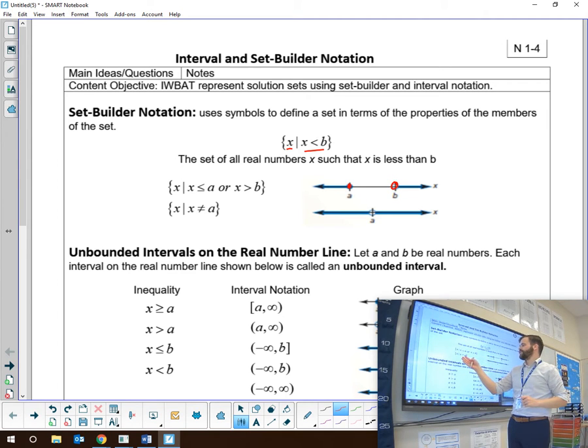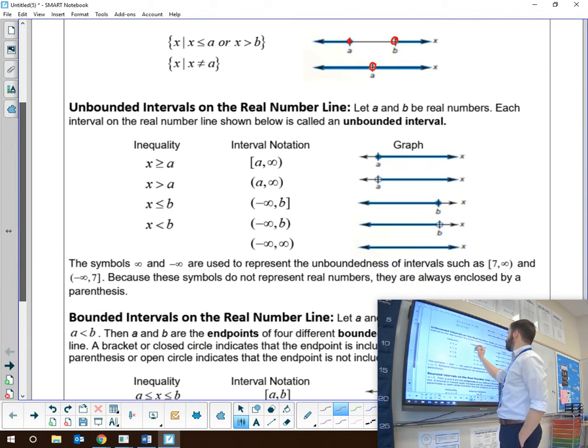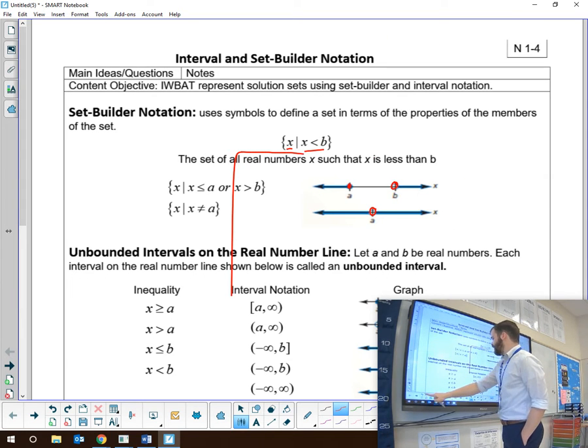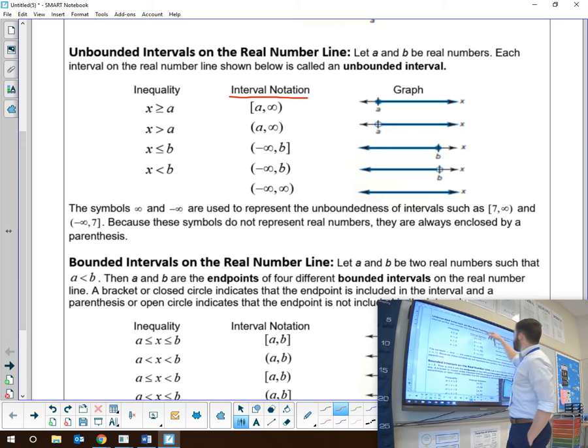The same thing goes for this one. All the numbers of x such that x does not equal a. So that this graph shows everything except for poor lonely a there. Okay, the other way that we can show it is through interval notation. Now, interval notation is really easy to write.